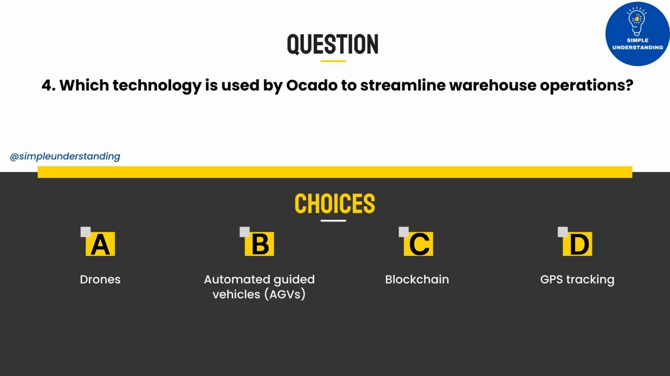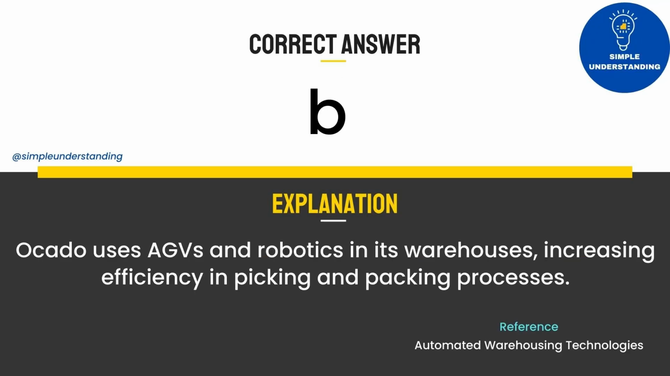4. Which technology is used by Ocado to streamline warehouse operations? A. Drones. B. Automated guided vehicles, AGVs. C. Blockchain. D. GPS tracking. Correct answer. B. Overall explanation. Ocado uses AGVs and robotics in its warehouses, increasing efficiency in picking and packing processes.